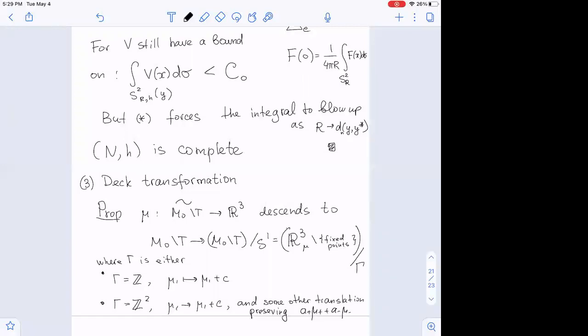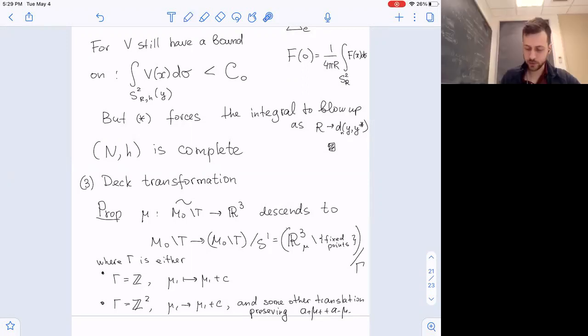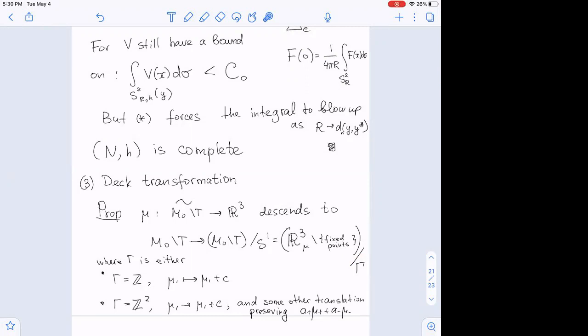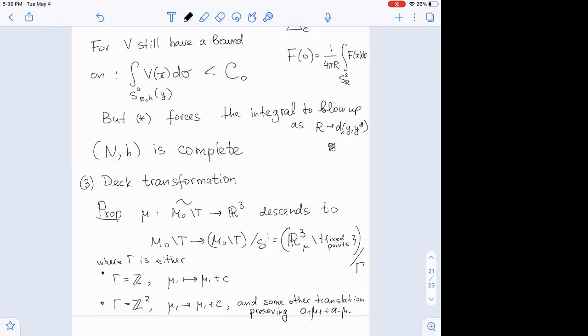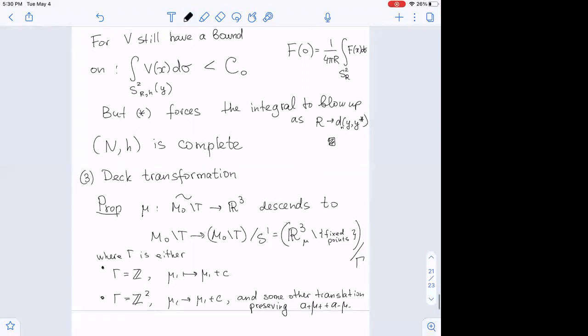Is it really a map from M0 minus T to R3? It will be the map to R3 modulo gamma. Oh. So basically, you don't have well-defined moment functions mu I. Instead, you have circle valued functions mu I. Yeah, that makes sense. Yeah, I just didn't see the gamma.